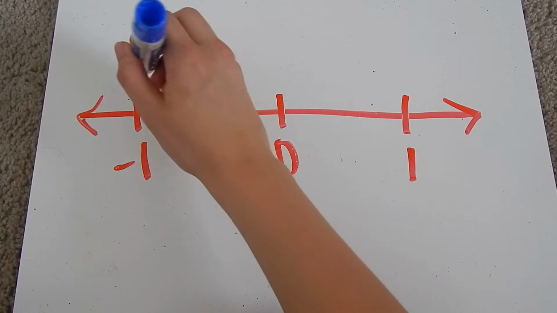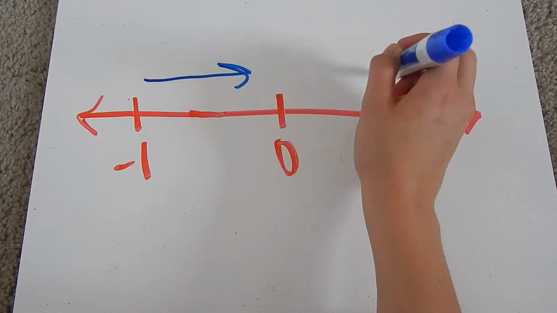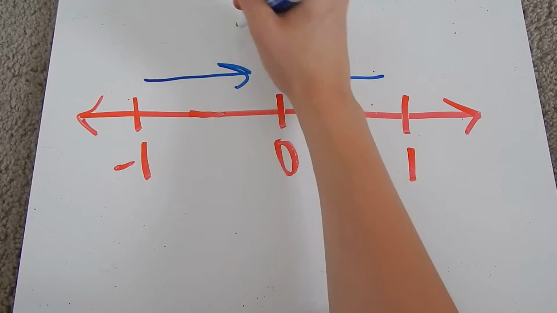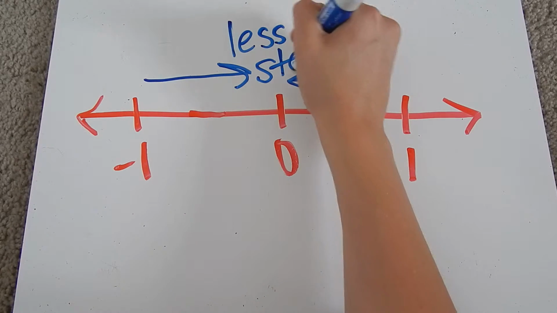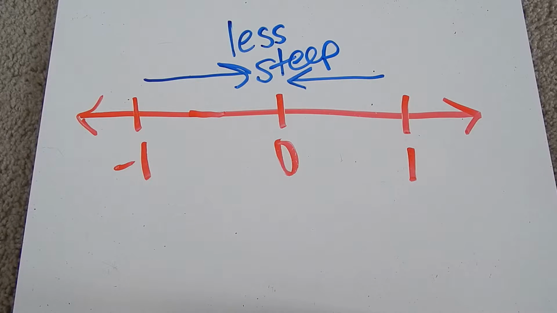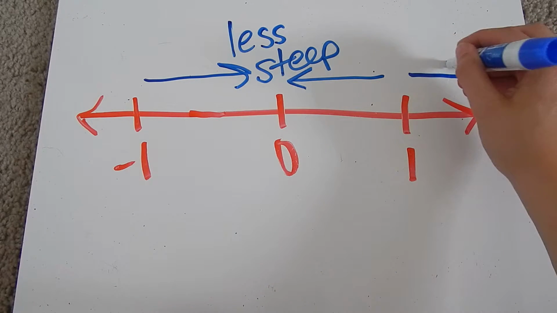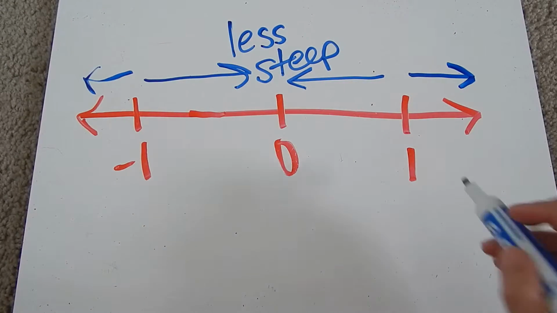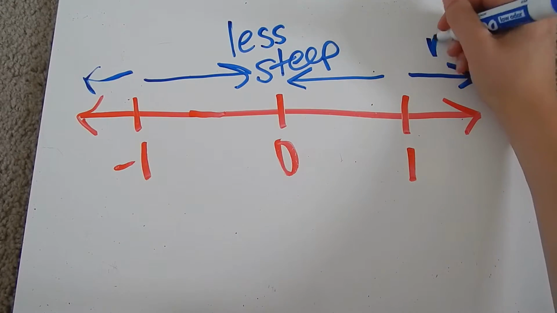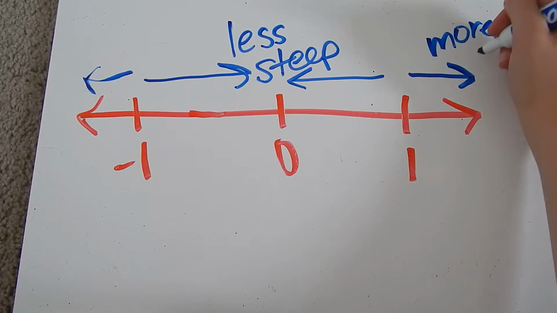The closer the m is to 0, the less steep it is. So if it's a number that is less than 1, then we're going to have a less steep line. If our numbers go further away from 0 in either direction, positive or negative, that's when we get more steep.